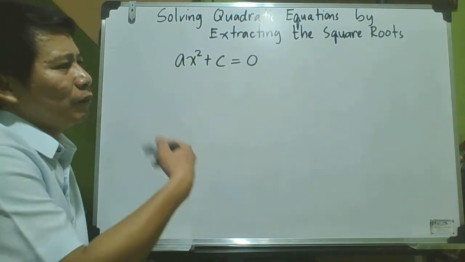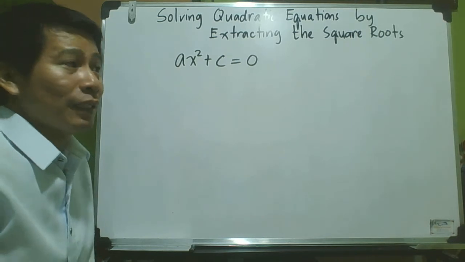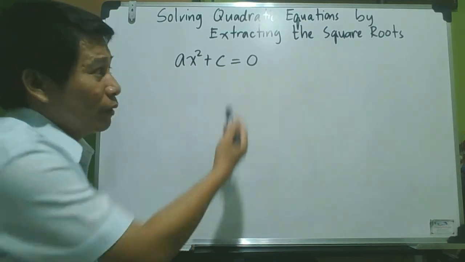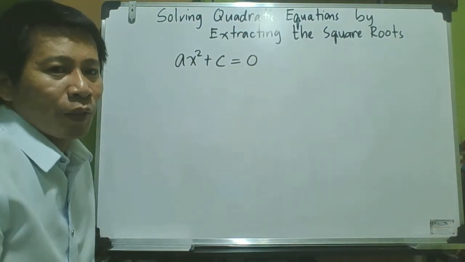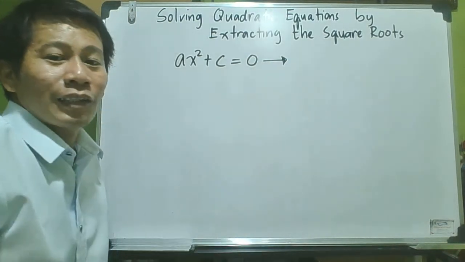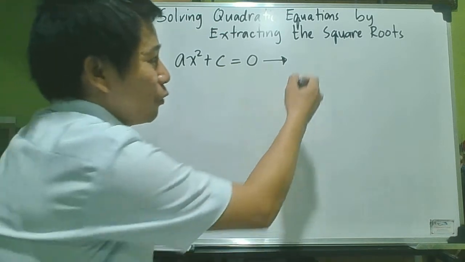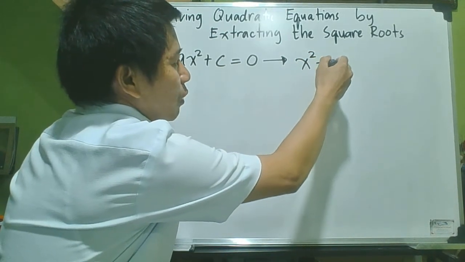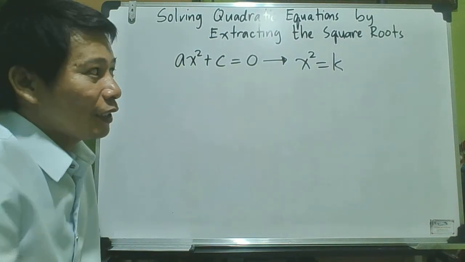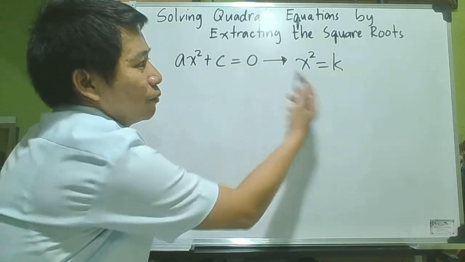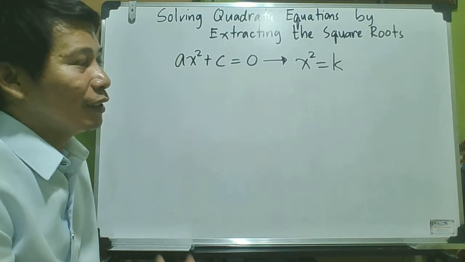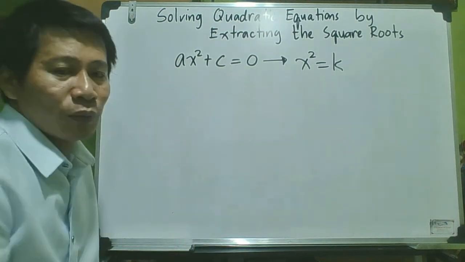Why, if the quadratic equation is in that form, can it be easily solved by extracting square root? Because this can be transformed or written in the form x squared is equal to k, where k is a constant. And if the equation is in that form, we can simply apply the square root property and we can easily find the roots or the solutions.